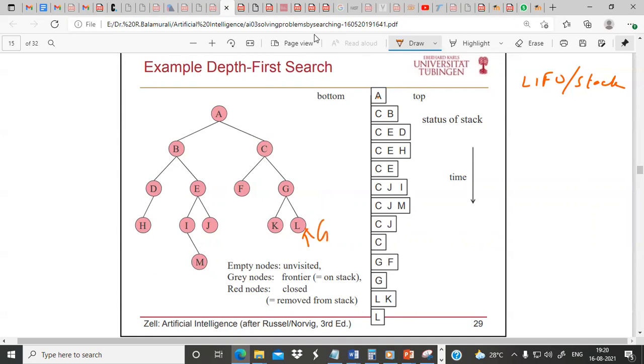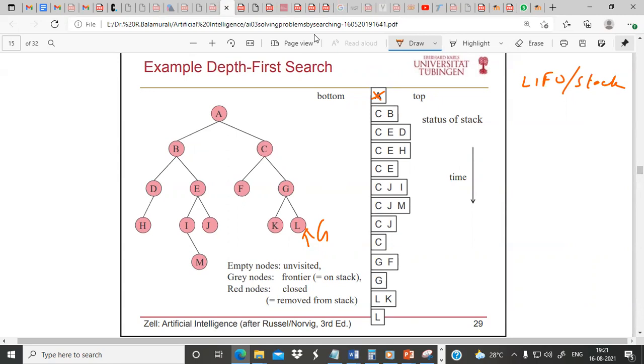So we check whether this, which is only in the frontier, is the goal state or not. This is not the goal state. Then remove this from the frontier and expand it. When you expand, we get B and C. But here we enter these into the stack from right to left, not from left to right.